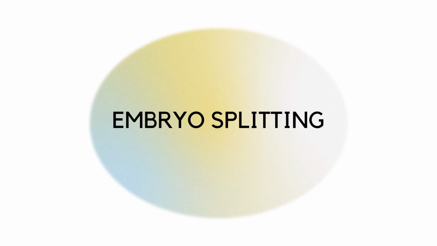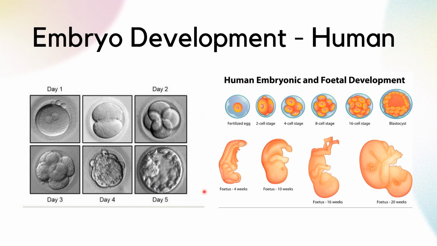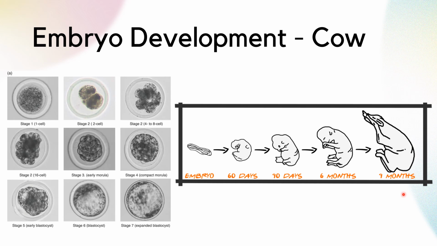And lastly, we have embryo splitting. So this is the embryo development of a human. You don't need to know these different stages. I just wanted to show you how you go from one fertilized egg on day 1 to 2 that divide via mitosis. They're dividing again and again and again. So you go from fertilized egg, 2 cells to 4 cells to 8 cells, 16, and so on till you have a fetus. This is the same for cows.